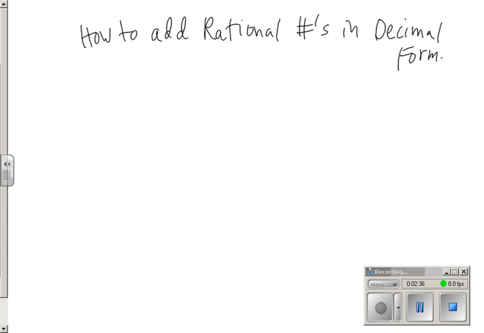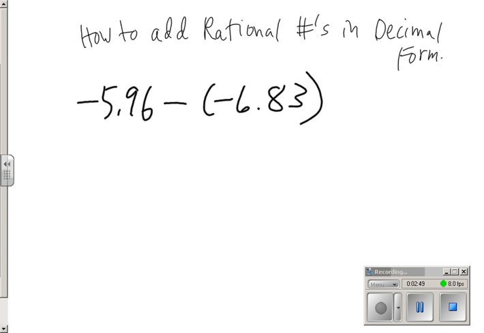Let's look at the second question, which is negative 5.96 take away a negative 6.83. So in this particular question, I'm dealing with integers again, and I'm dealing with subtraction. And for those people who have ever had me for math before, they know that the first rule for subtraction is a very simple one. It's never subtract. So when you're dealing with integers, never subtract them. What you're going to do is apply a simple rule: add the opposite.